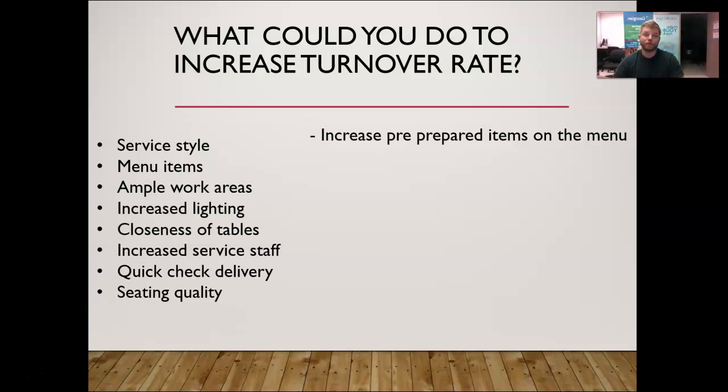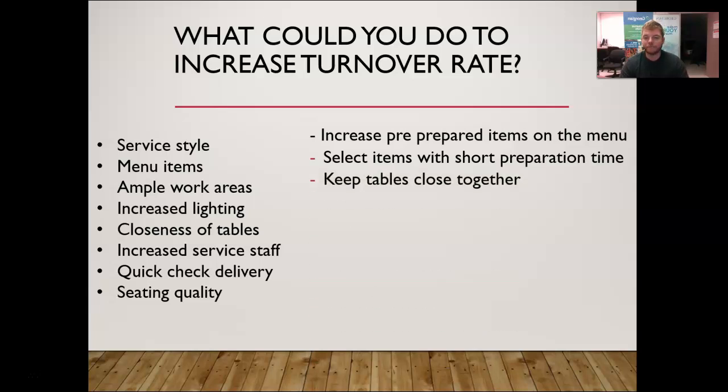So you can seat one at 4:30, they're done by 6. You seat one at 6, they're done by 7:30. You seat one at 7:45, and they're done by 9. And then you can really make some more money. So ways that we do this is that we increase some of the pre-prepared items on the menu. We can select items that have a shorter preparation time. If you have a full chicken that you're cooking, it just takes hours and hours. So even if you pre-cook it, it still might take you 40 minutes. Having an item that takes 40 minutes from the time that they order might just really hurt you in the end. You keep your tables close together.